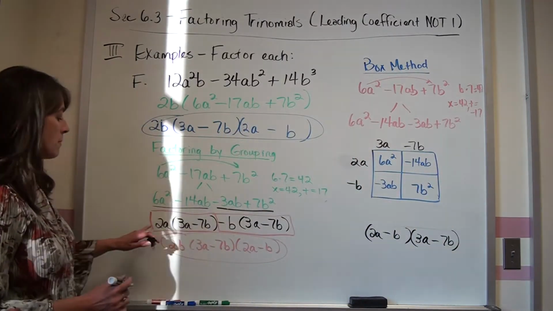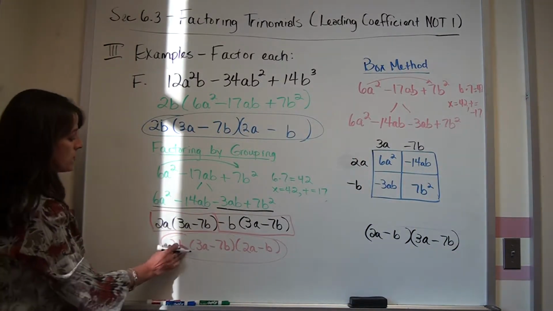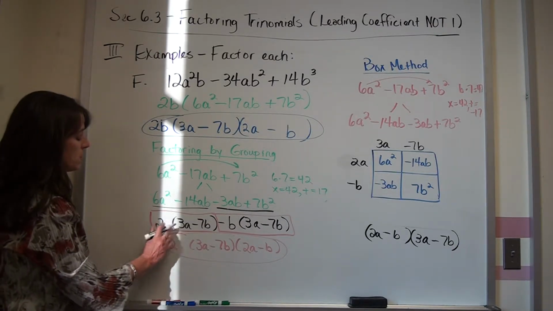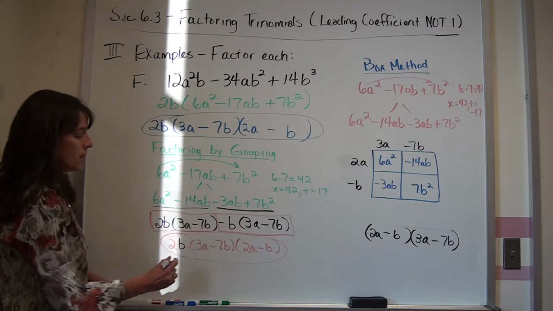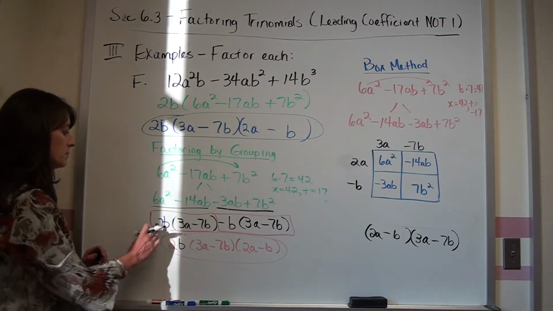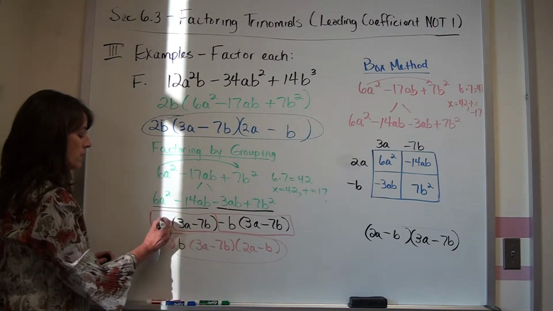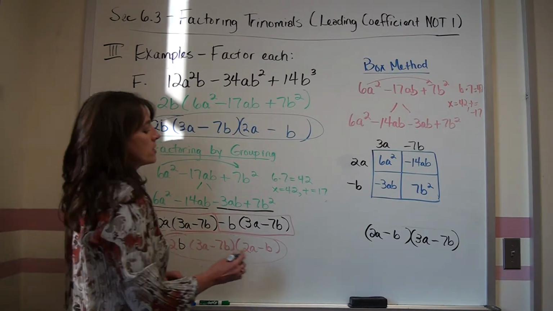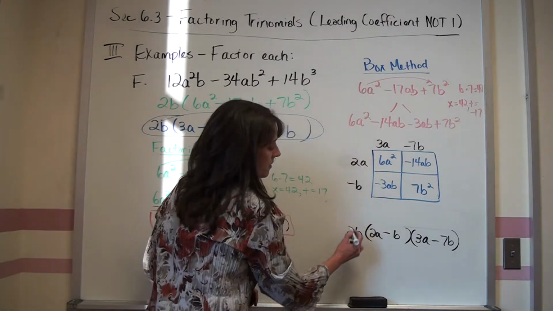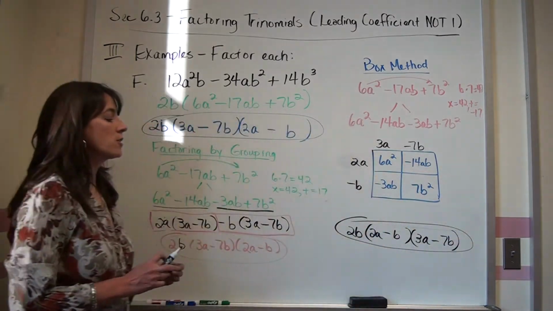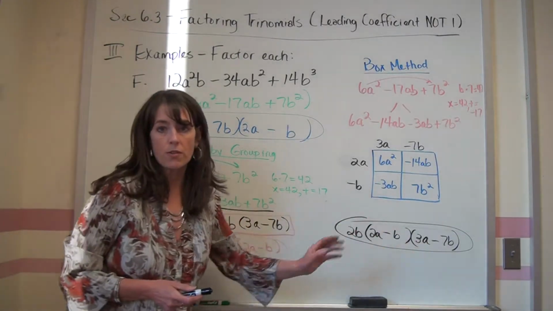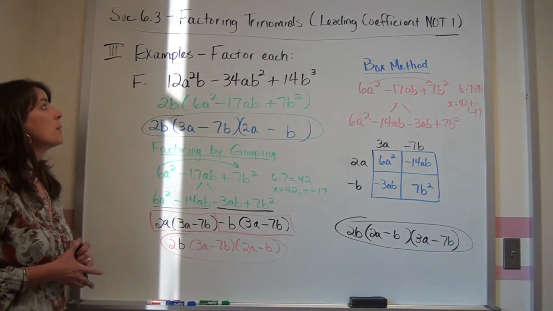Keeping in mind that I've got to keep that 2, oh, good grief, this should be a 2a. I'm sorry, this should be a 2b. My apologies. 2a here, there, and the 2b out there. So keep that 2b out there. And you can see that the 2b, 2a minus b, 3a minus 7b. Granted, the parentheses are a different order, but it's the same stuff.